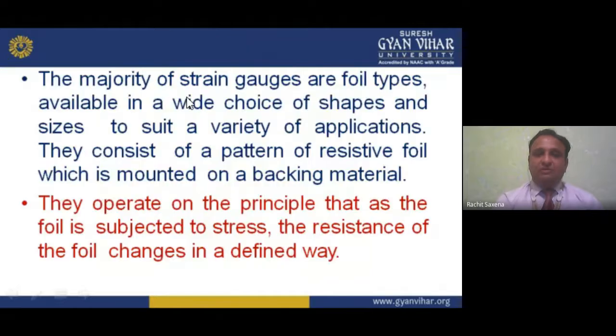Now move forward. The majority of strain gauges are foil types, that is, of foil structure. They are available in a wide choice of shapes, so we can identify which type of shape we want. For example, if I want a rectangular form, it is available. If I want a square shape, we can find it. So a wide choice of shapes, and sizes also, are available.